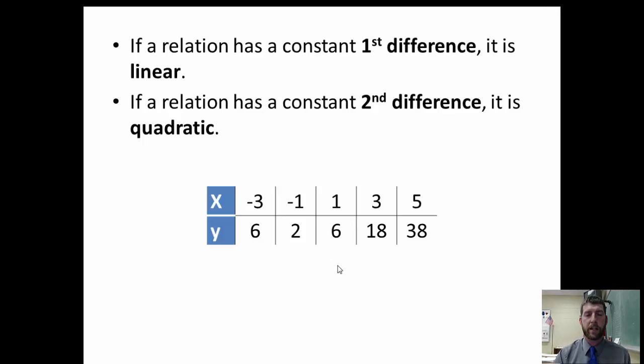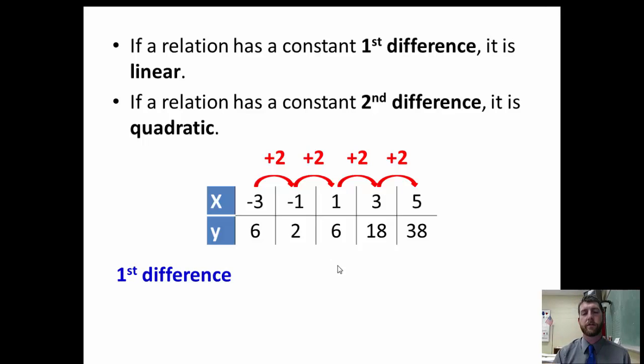Well, we're going to start with the x's. So we can see that the x's from -3 to -1, we increase by 2. -1 to 1, we increase by 2. 1 to 3, we increase by 2. And 3 to 5, we increase by 2. So the x's have a constant difference, so we're good there. If the y's have a constant difference, then we would say it's linear. So let's check our y's.